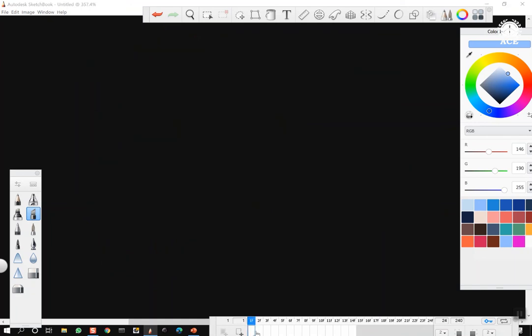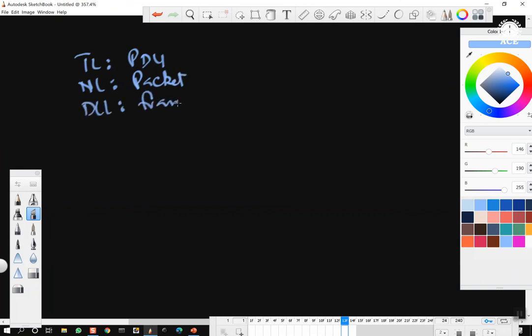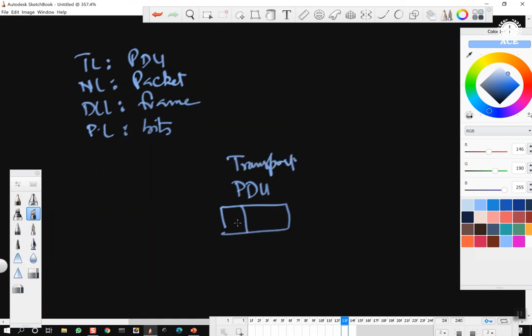If you look at it in terms of frames, at the transport layer we say PDU, protocol data unit. At the network layer, the unit of transmission is called a packet. At the data link layer, it is called a frame. And at the physical layer, it is simply bits. Bits are transmitted. For example, this is the PDU, the protocol data unit at the transport layer. This is the transport PDU, and it will have the port number.